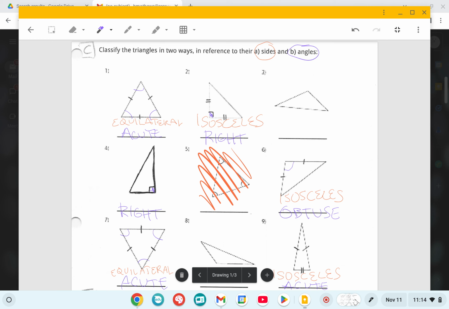So you'll notice an isosceles triangle can be right, it can be obtuse, it can be acute. But you need to put both names to get these questions right.